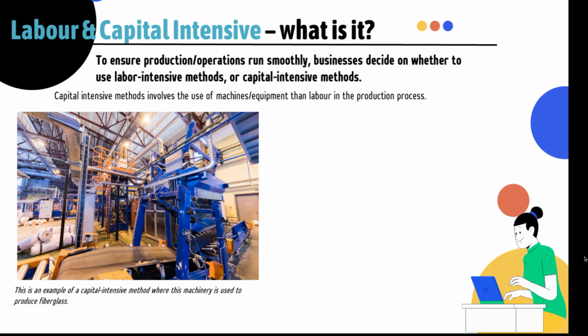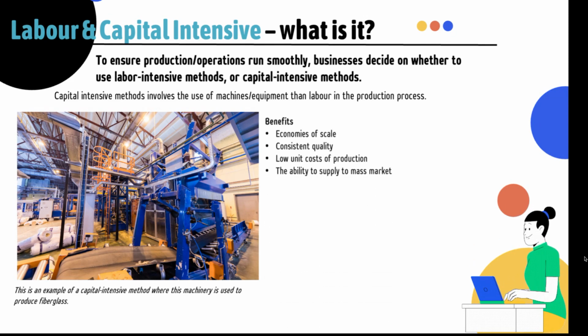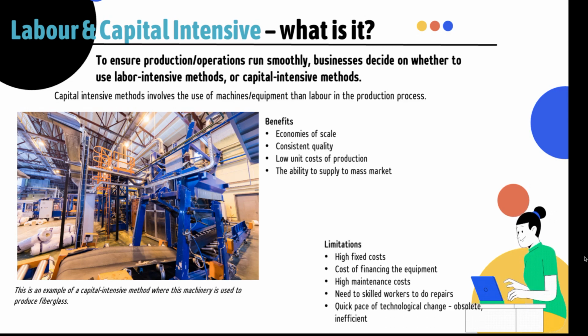This is an example of a capital intensive method where there is a machine used to produce fiberglass. As you can see, it's a huge machine, and therefore it may not be very cheap as well. So, one of the benefits of using a machine like this to produce products would be that the business would enjoy economies of scale, consistent quality, low unit cost of production, and also you can supply it to a bigger market. So economies of scale here means that because the business is able to produce larger volumes, they are able to produce massively, they enjoy a lower cost per unit.